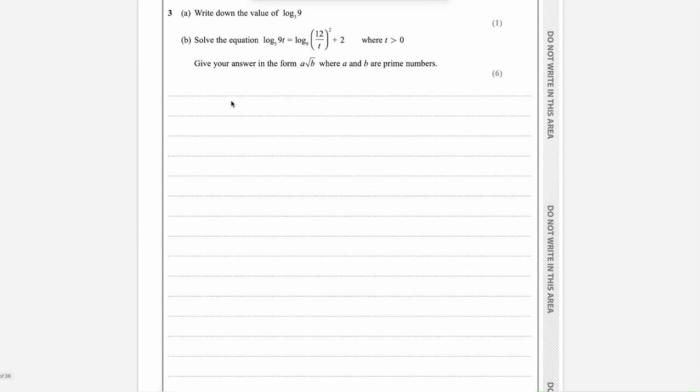Question 3. Write down the value of log 9 base 3. Certainly, guys, with a calculator, that's easy, but the answer is 2, because 3 squared is 9. B. Solve this equation. Give your answer in this form.